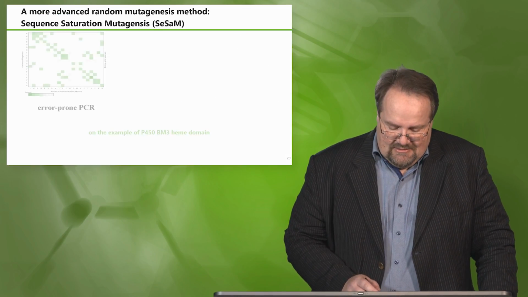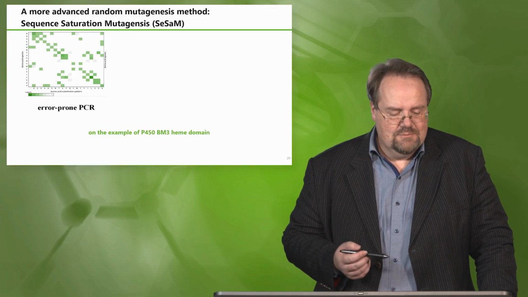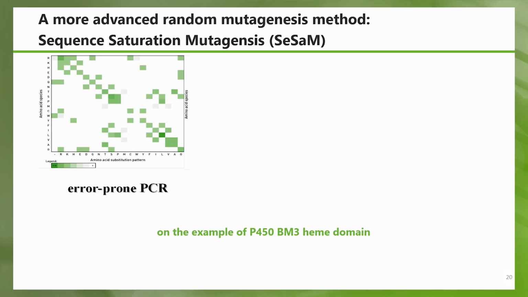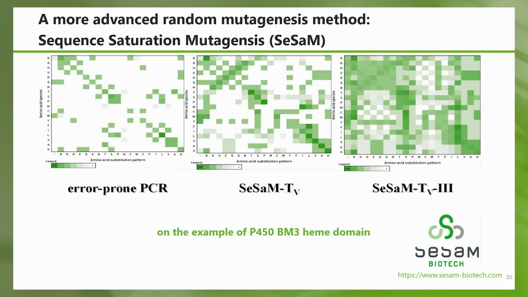In the meantime, in the last couple of 10 years, many other methods were developed to improve the diversity. So here you see error-prone PCR. Here you see one method termed CSAM, sequence saturation mutagenesis. It was commercialized. And the actual CSAM method. And I hope you can agree that this part here is a little bit greener than this part. So there the problems are technically more or less solved.